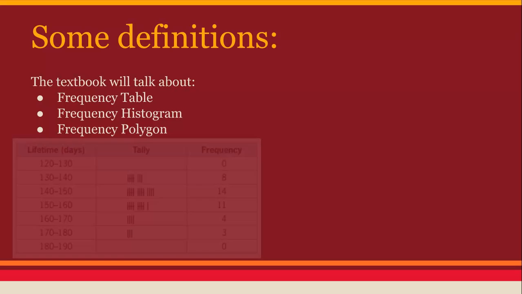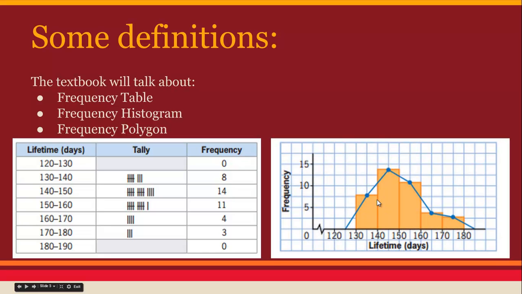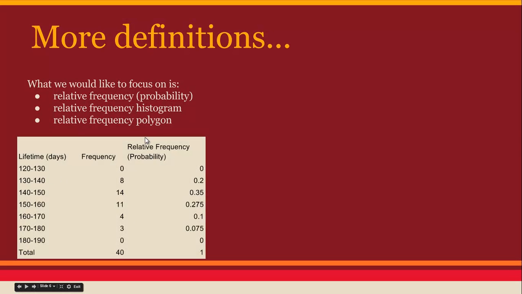The textbook talks about a frequency table, so how many times something comes up, a frequency histogram, which is the orange here, and a frequency polygon, which is really just a many-sided figure. It connects the midpoints of the data. So that's what a frequency polygon looks like. What we want to focus on is a relative frequency. So we really care about probability, relative frequency histogram, and relative frequency polygon.